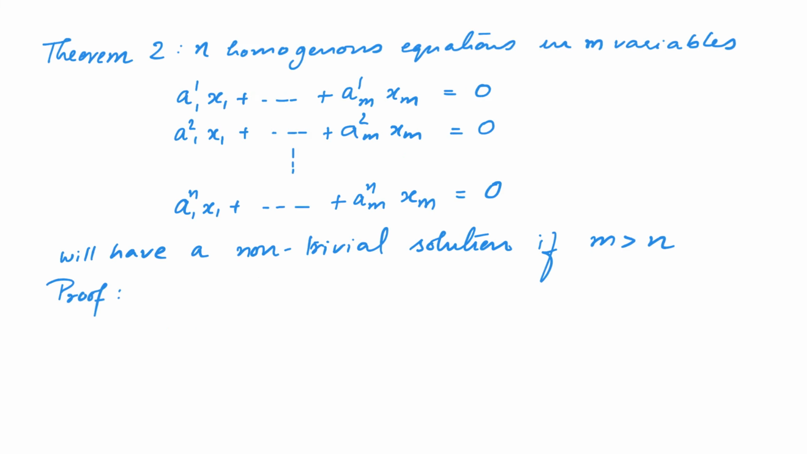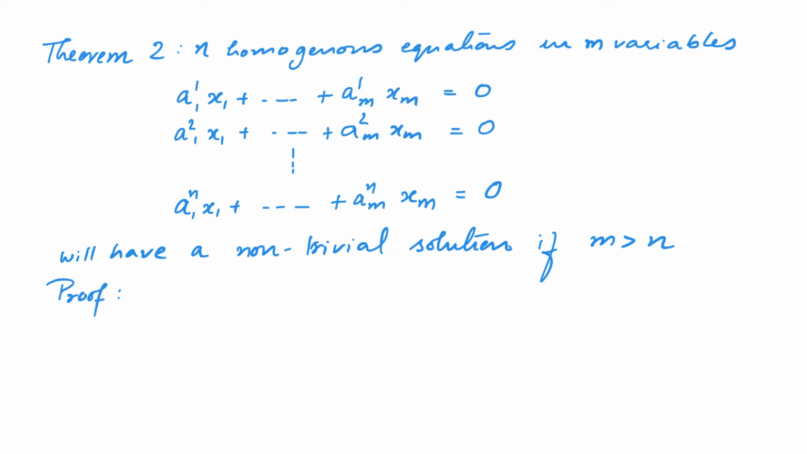Of course, there was nothing special about 2. A much more general result is true, and it can be stated as follows. If we have n homogeneous equations in m variables, let those equations be a11 x1 plus a12 x2 plus etc. up to a1m xm is equal to 0, a21 x1 plus a22 x2 plus etc. up to a2m xm is equal to 0, and so on up to an1 x1 plus etc. up to anm xm is equal to 0.